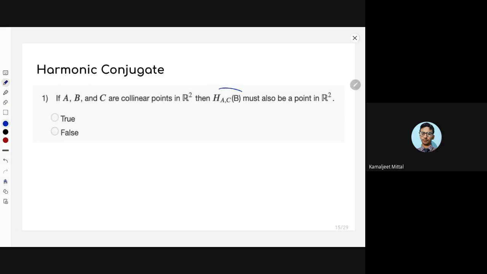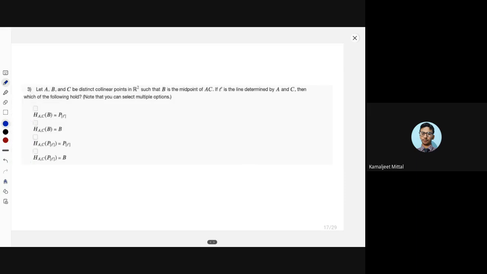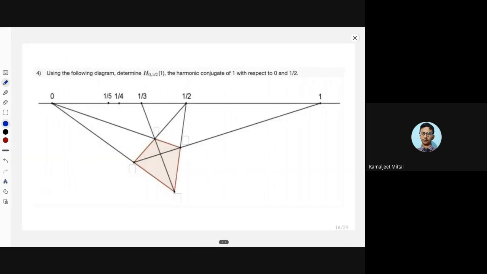So, harmonic conjugate. Let's move on to discuss harmonic conjugates. How do we define harmonic conjugate? I suppose that you have all seen the definition, so I will directly jump into this figure. So this question: the harmonic conjugate of zero and half, so this point and this point, and one. We need to find the harmonic conjugate of one with respect to these 2 points.